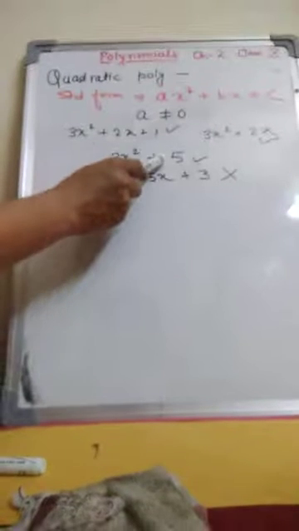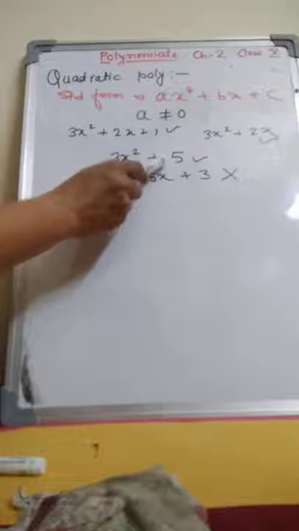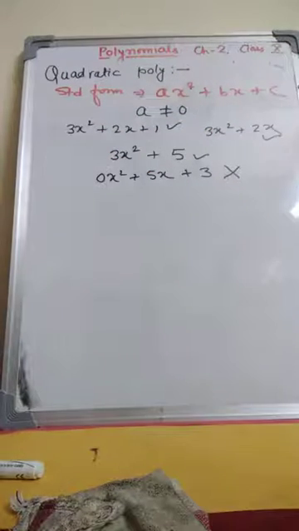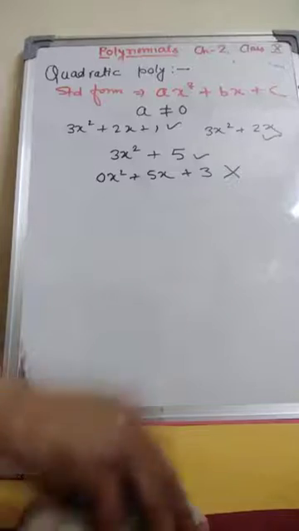Here a is not equal to 0, but c is 0. Here a is not equal to 0, but b is 0, because there is no term of x over here. b can be equal to 0, c can be equal to 0, but a cannot be equal to 0. Is it right? Now this is the standard form.